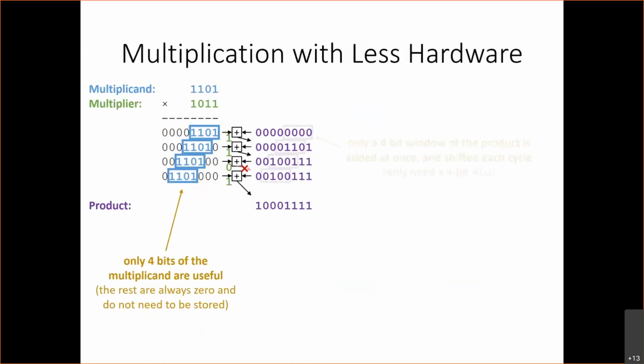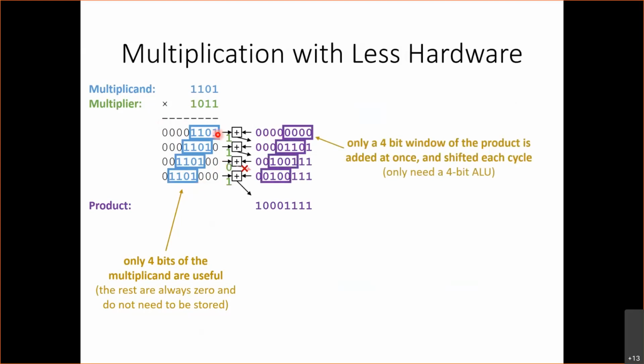The second observation is, even though I'm doing an 8-bit addition here, really the only bits that matter during this addition are 4 bits, because I only have 4 bits that are useful each cycle. The others are zeros. So with an 8-bit ALU, 4 of the bits coming into it are going to be 0, so four of the 1-bit adders are just going to be adding 0. They're not doing anything useful. At every cycle, only a 4-bit window of the product is going to be added to the multiplicand, and so we really only need a 4-bit ALU to perform this addition. It's overkill to spend an 8-bit ALU.